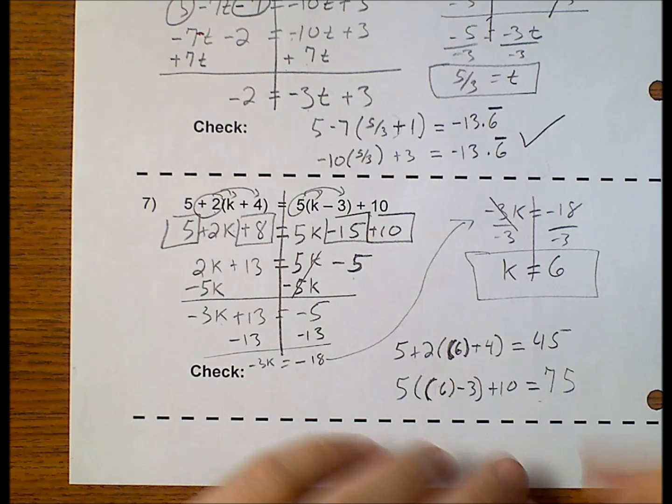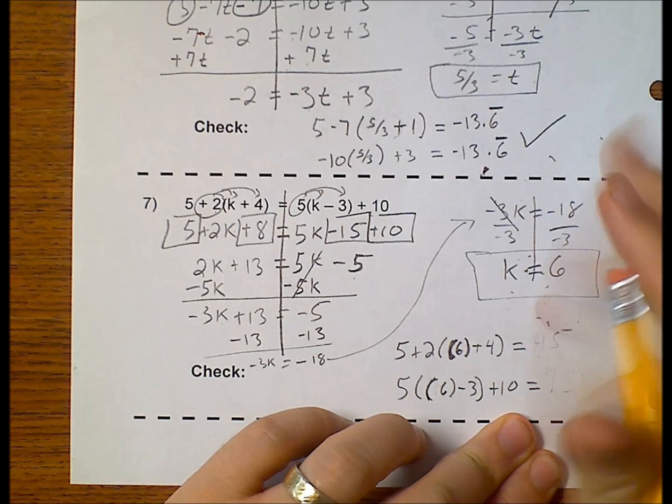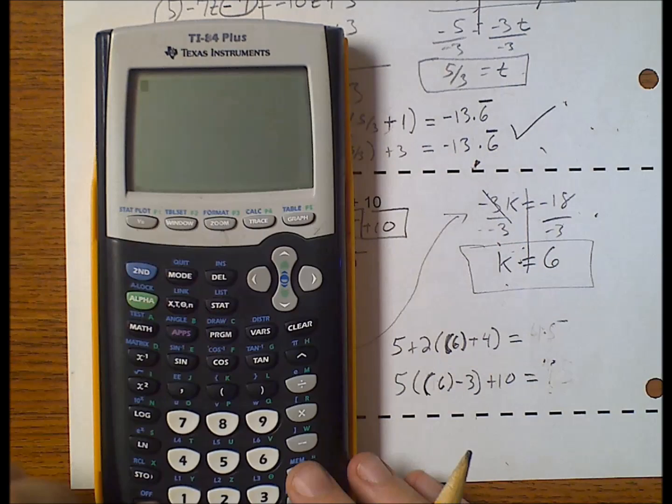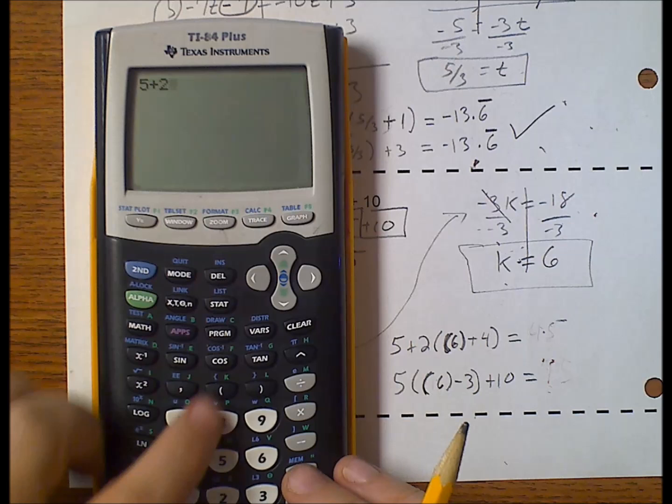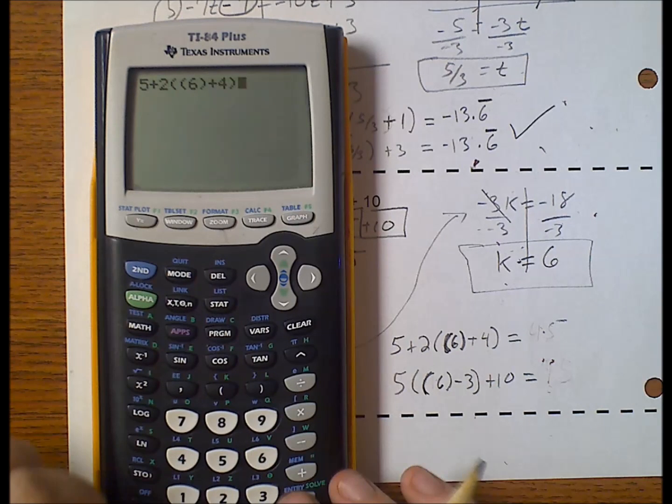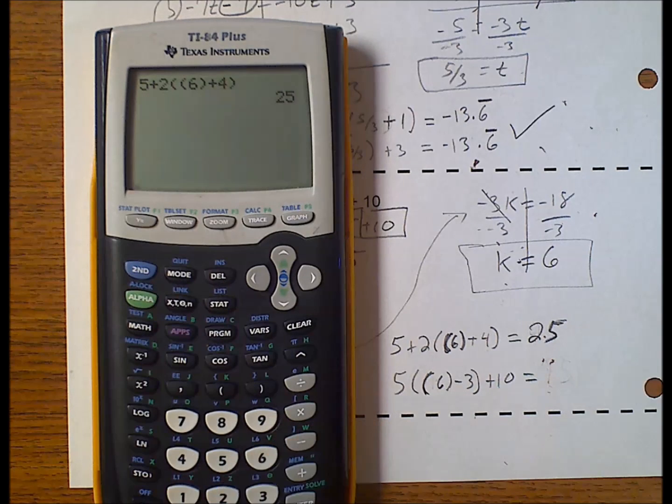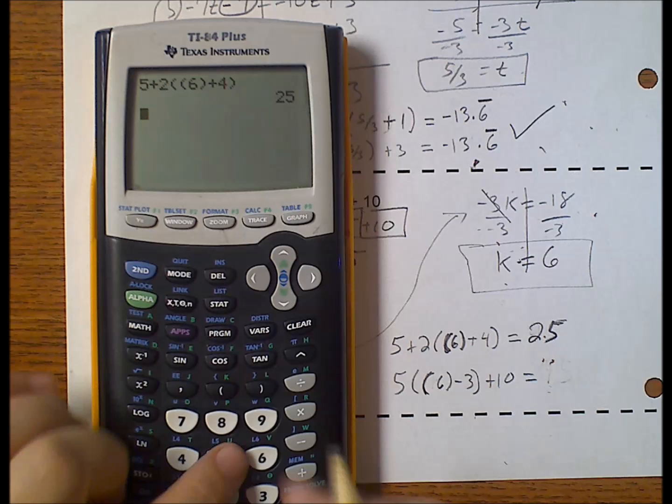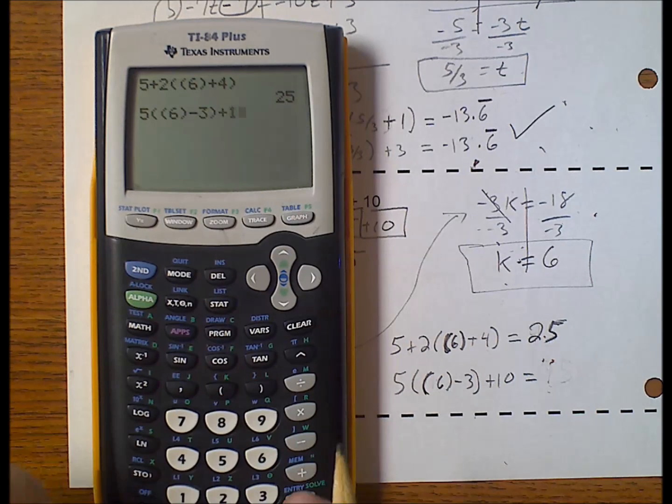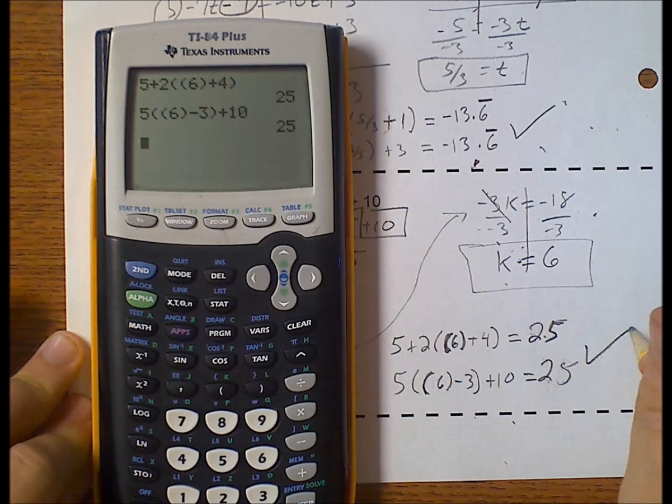And so I probably typed 16 when I put these in the calculator. So I'm going to do it again, this time just using the 6. 5 plus 2 times 6 plus 4. That gave me 25. Obviously, that was the problem that I had. 5 parentheses 6 minus 3 plus 10. That equals 25. And now they check.